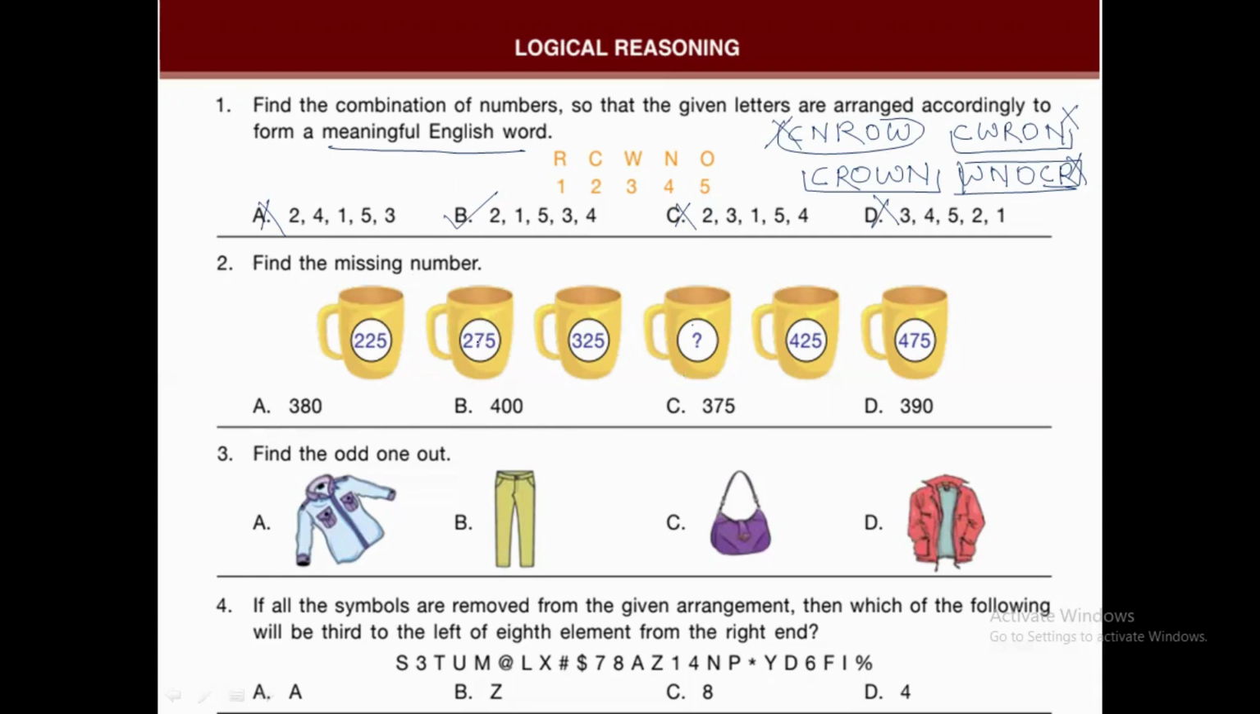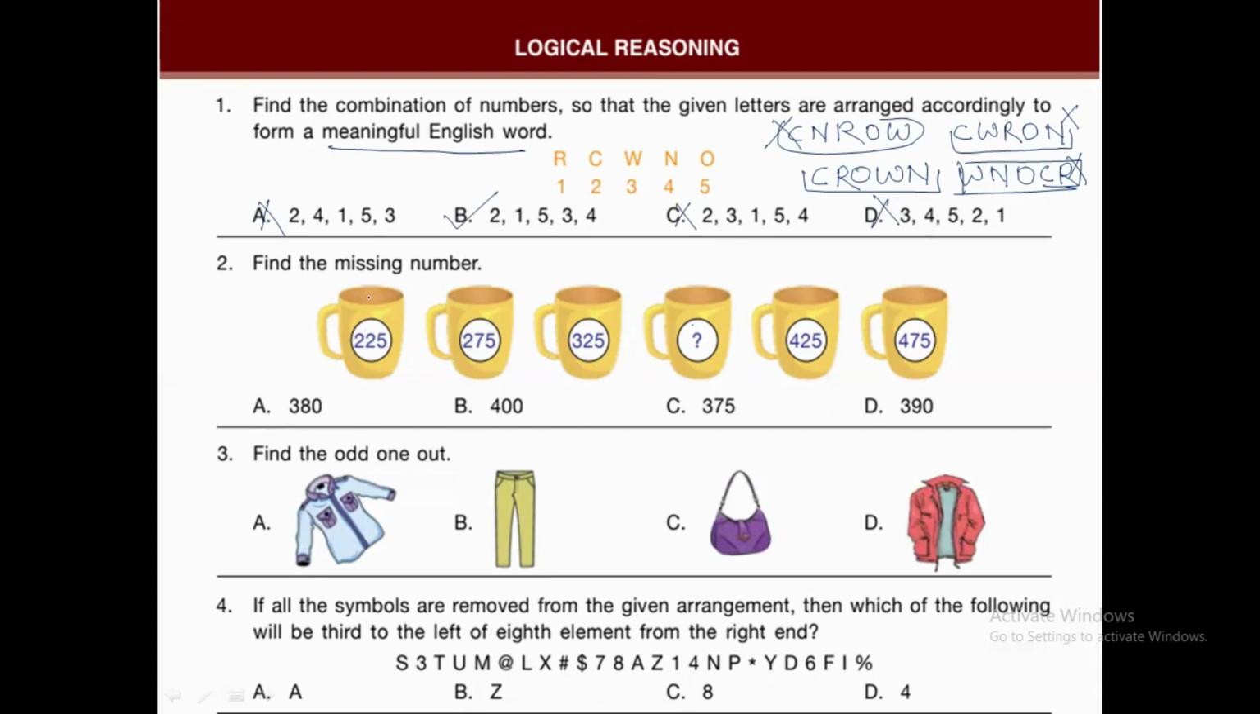Whatever the number written over there on the cups, we need to find the relationship between them. You can see 225 is there, and on the next cup 275 is there. And on the next, 325 is there. So what is happening over here? The numbers are increasing.